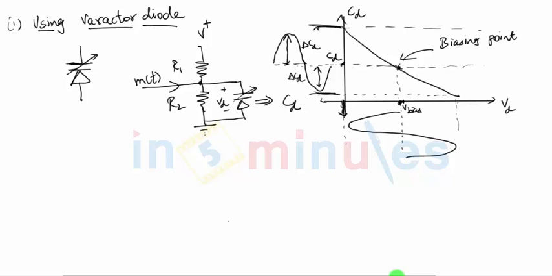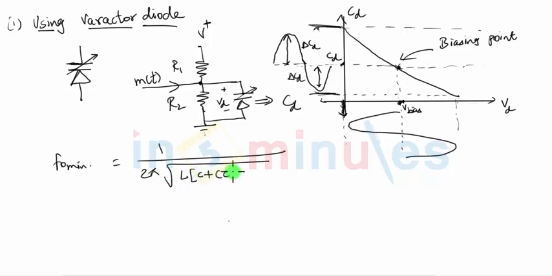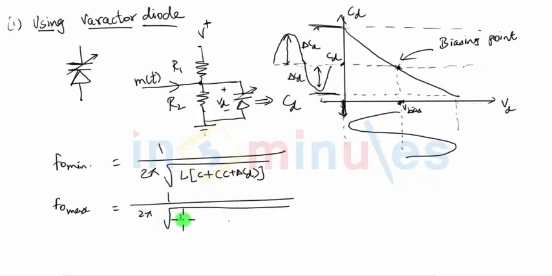So the minimum and the maximum value of the capacitance will decide the minimum and maximum values of frequencies that you can generate. For example, F4 minimum that will be generated will be equal to 1 upon 2 pi under root L into (C plus delta CD). So this is the maximum value of the capacitance, and hence F4 will be minimum. On the other hand, the maximum value of the frequency will be obtained when capacitance takes its minimum value, which will happen when the value of the capacitance is C minus delta CD.